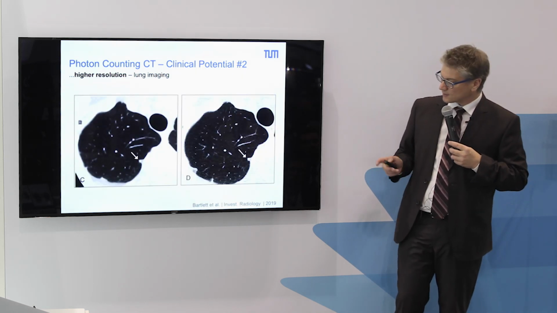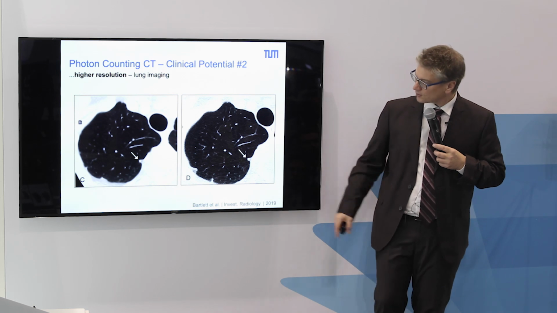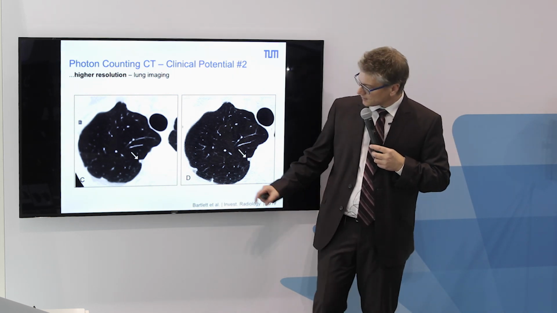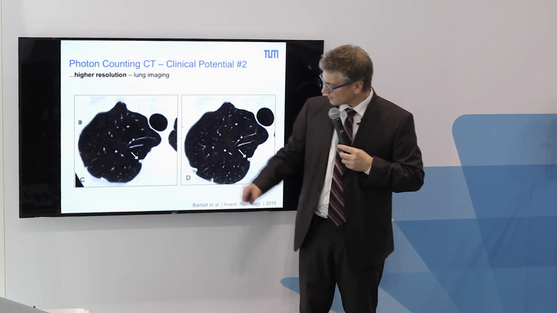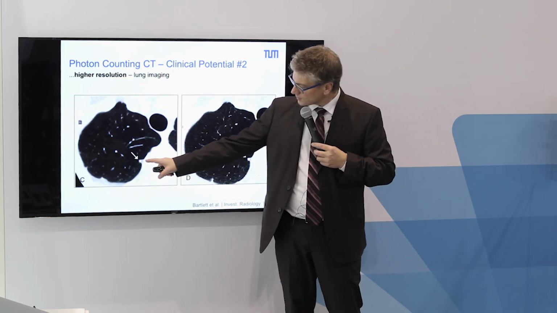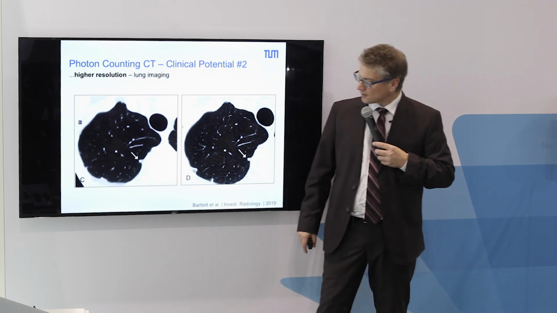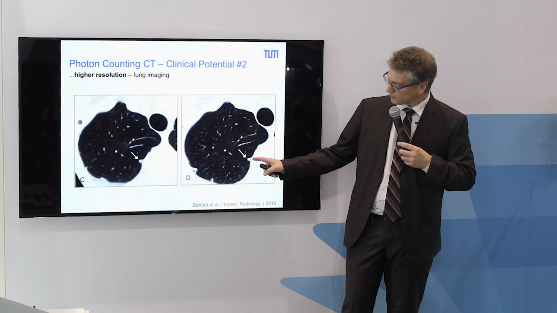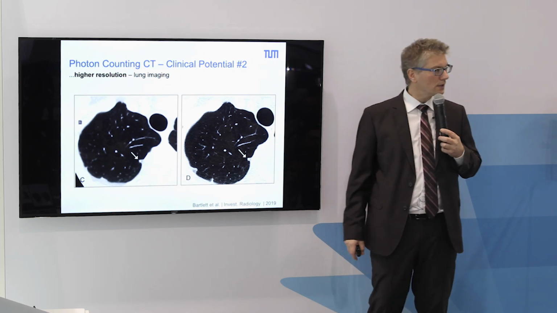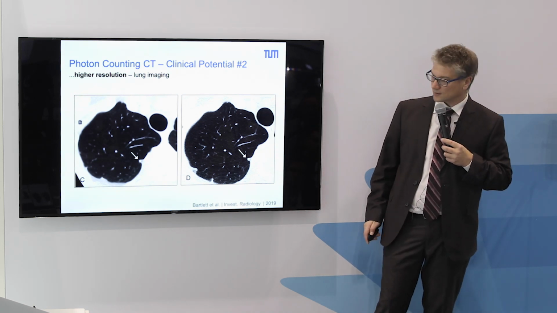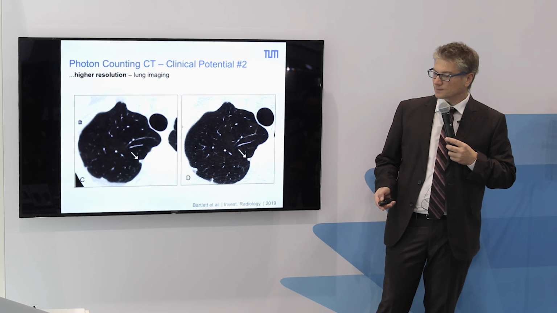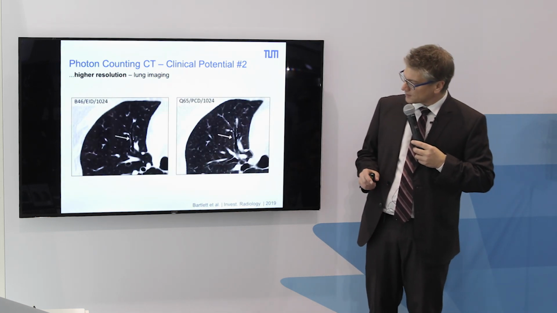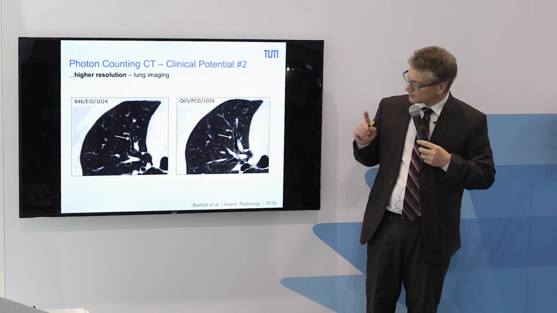This, for example, is a very recent publication on the Siemens prototype, and you see this is a little lesion in the lung. It's actually a patient here, which is a little blurry in the conventional system here on the left, and actually much better delineated in the photon counting system here on the right. That is another scan done on patients also on the Siemens system, and that's quite interesting.